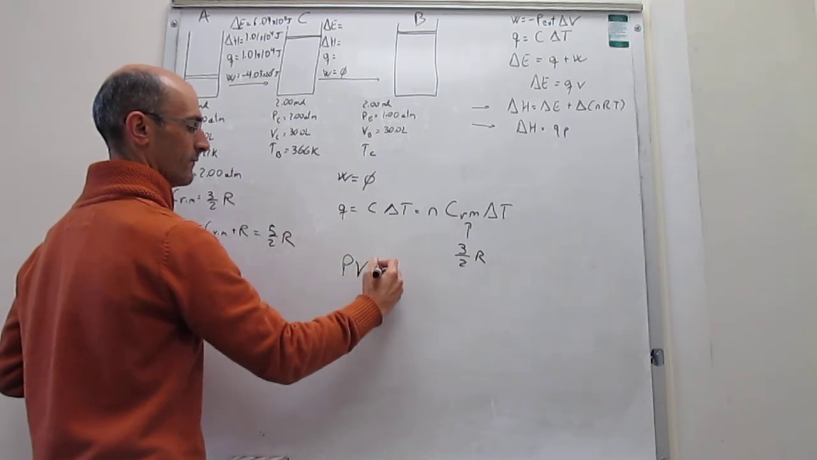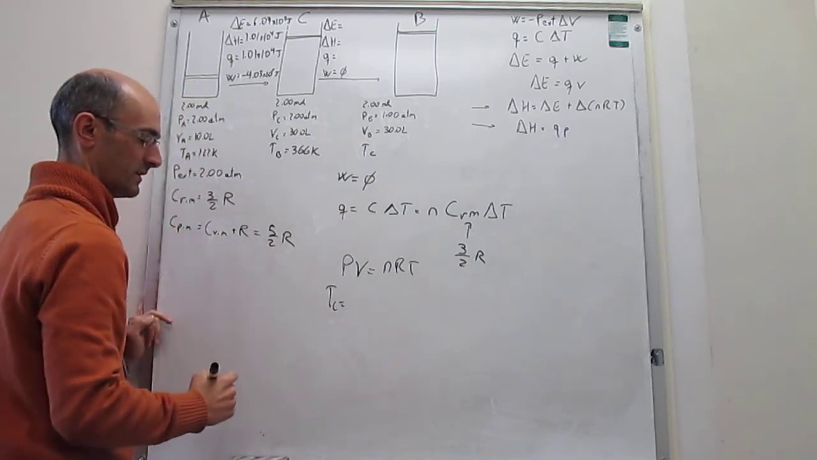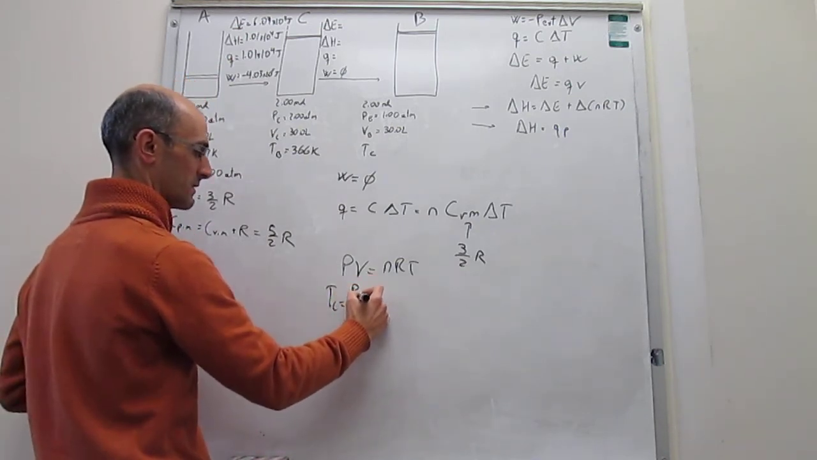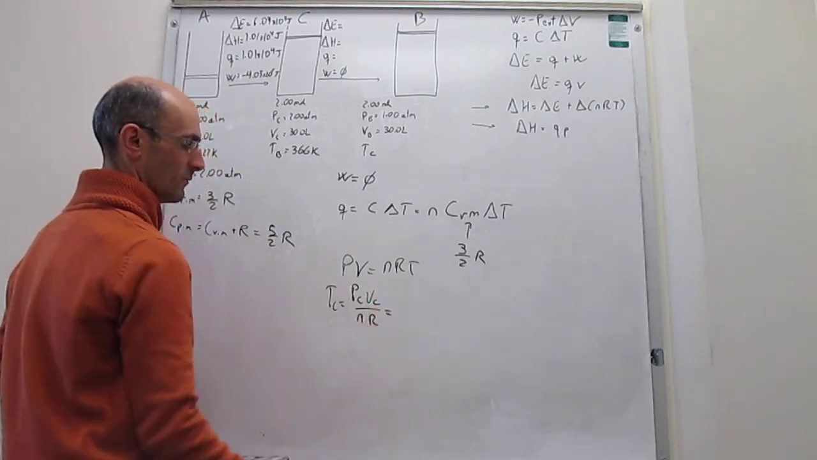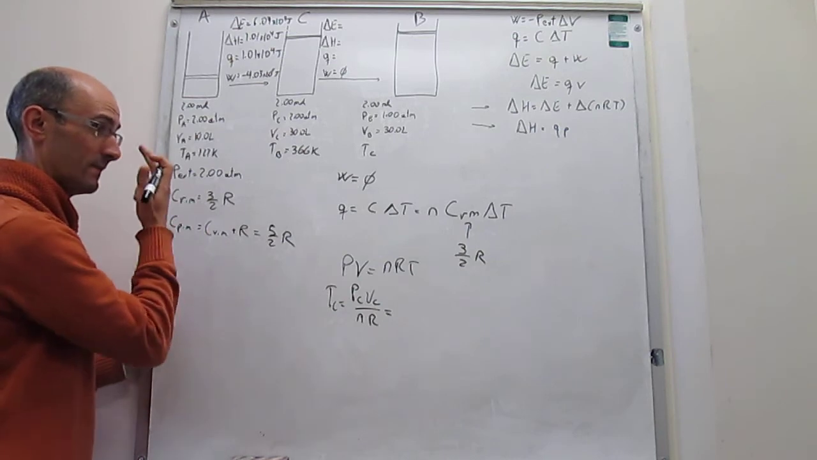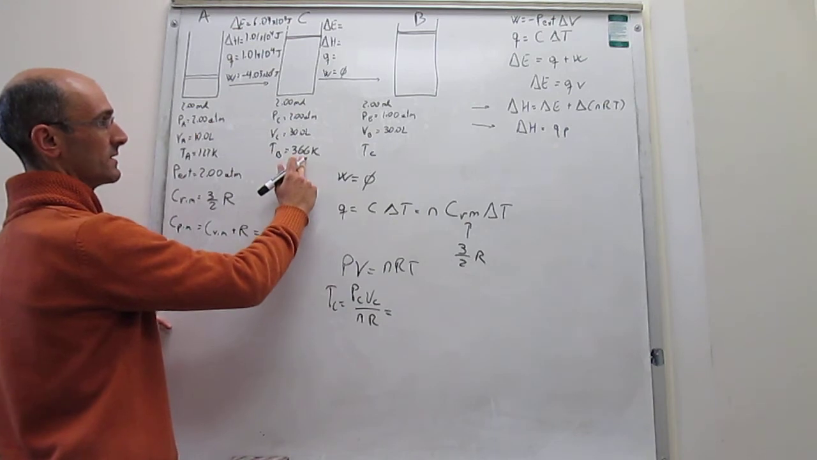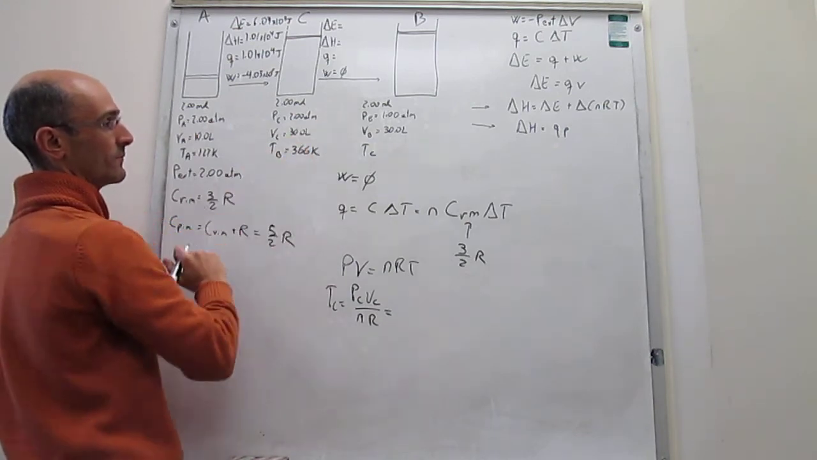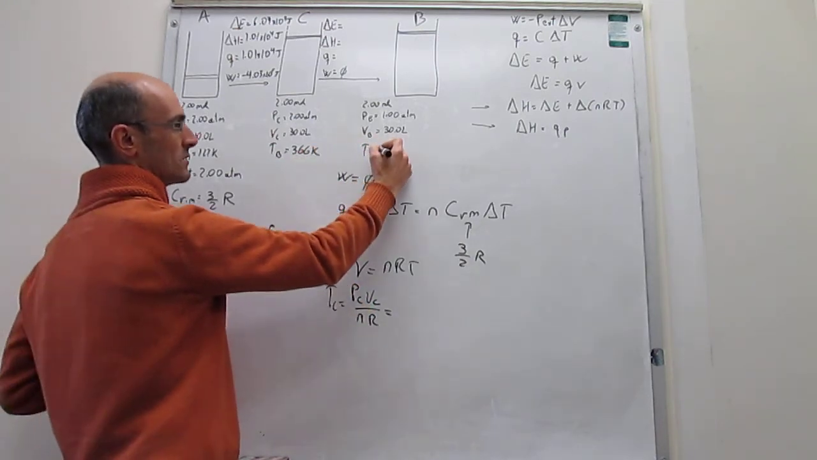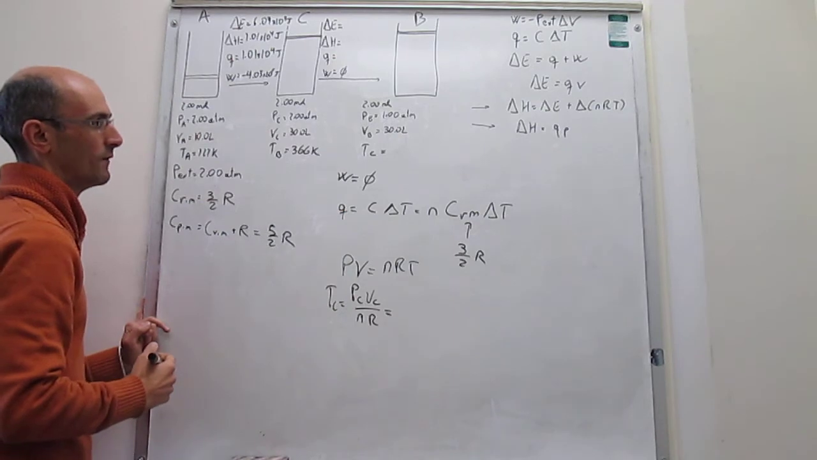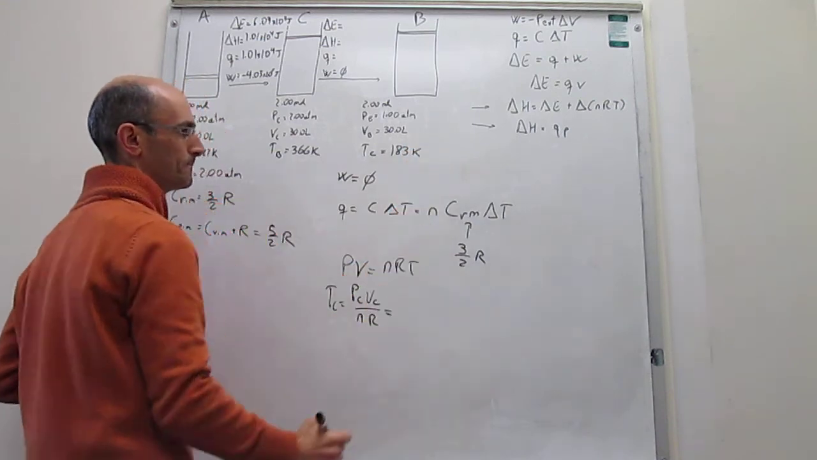Again, we invoke the ideal gas equation to find that T_C will be equal to P_C V_C over nR. And when you do that, you will find that this number is going to be exactly half of that, because notice that we're halving the pressure, dividing the pressure by a factor of 2. All of the other parameters are constant, so the temperature has to go down by a factor of 2 as well. So that temperature is going to be 183 Kelvin.